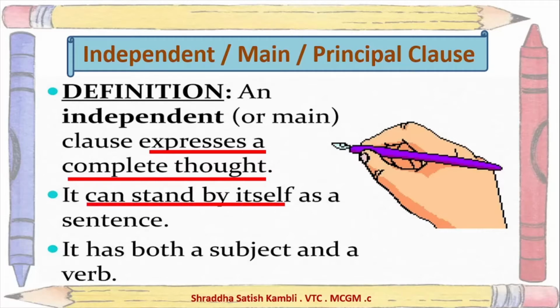Then it can stand by itself as a sentence. It is independent, so it is not dependent on anyone else. It has got its own identity. It can stand by itself. And the third is, it has both a subject and a verb. A verb means a predicate. So independent clauses or main clauses have a subject as well as a predicate, or subject and a verb. So this is the meaning of an independent clause or main clause.